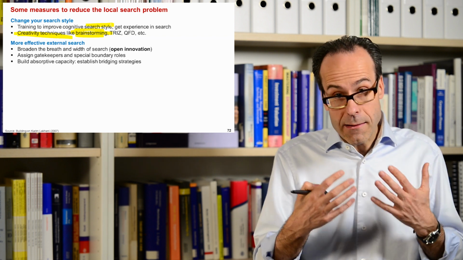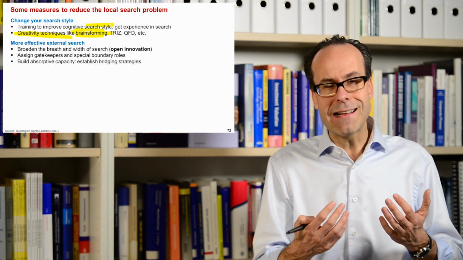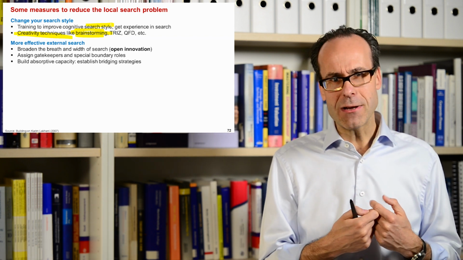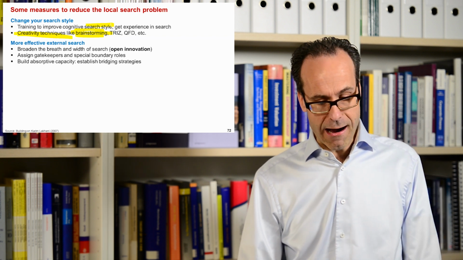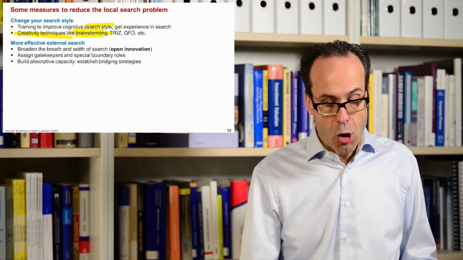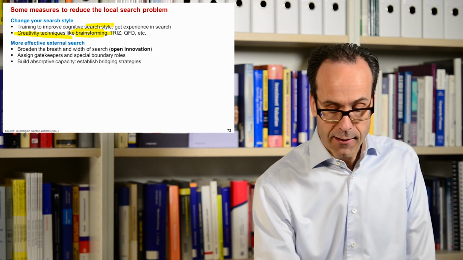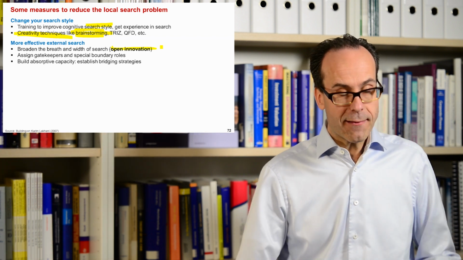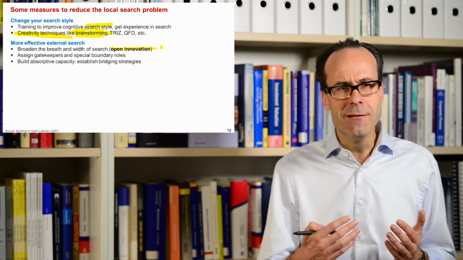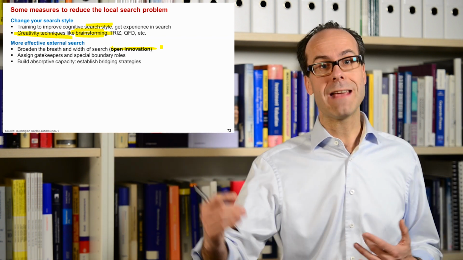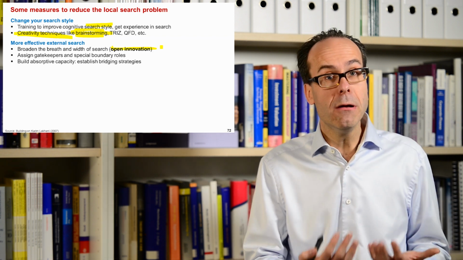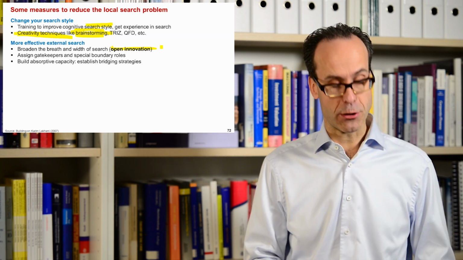Another approach: brainstorming and creativity techniques start with the assumption that we solve the problem. The other assumption is, well, no, the knowledge already exists out there. So we just have to do a more effective search for external information. We broaden the breadth and the width of search, something that has been called open innovation. We assign gatekeepers special boundary-spanning roles in our organization, so functions whose duty it is to go to the outside and try to find valuable knowledge and information for our company. We build absorptive capacity, establish these bridging strategies.